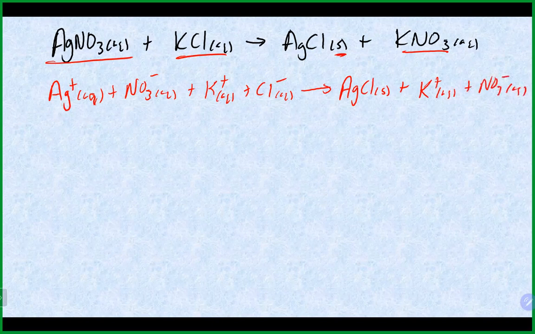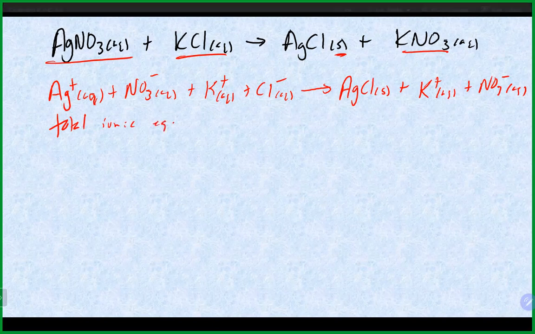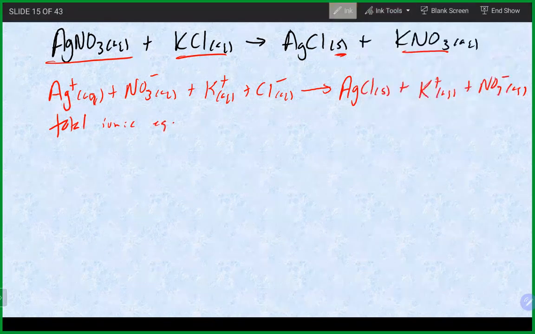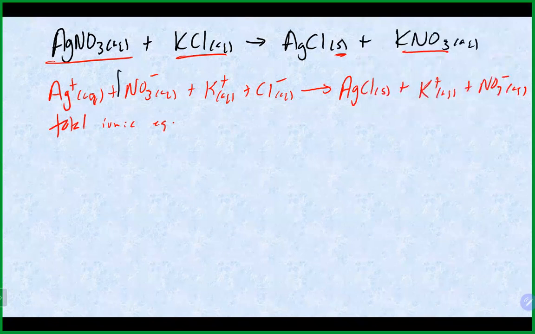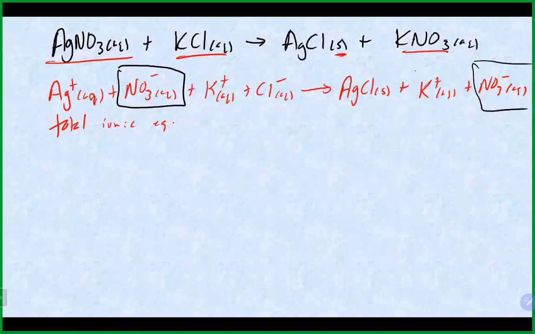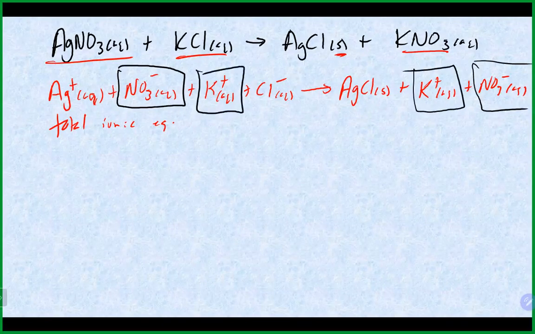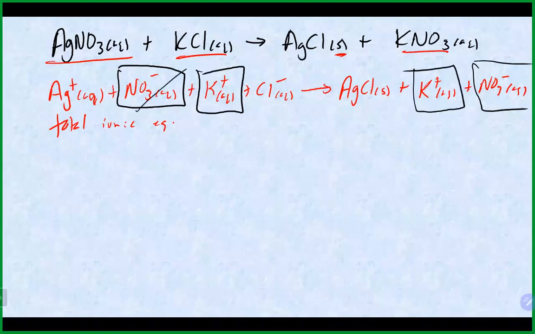This would be, again, our total ionic equation. In this case, if we look at it, we could identify our spectator ions as which ones? It is the nitrate, which we see on both sides. It is also the potassium that we see exactly the same on both sides. And they do have to be exactly the same on both sides. These again are spectator ions, which we would cancel out.